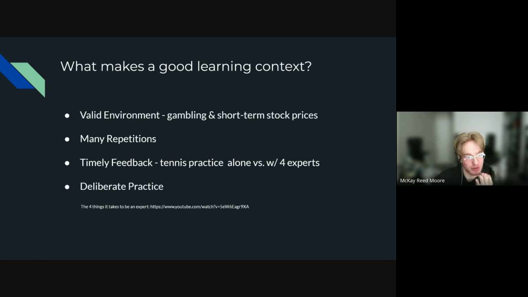There are four things that can make an expert. This is pulled from a video from Veritasium. He's an online science educator. So these four things: a valid environment, many repetitions, timely feedback, and deliberate practice. A valid environment is one in which you can learn something from the environment.